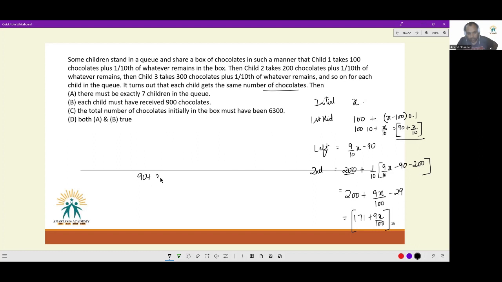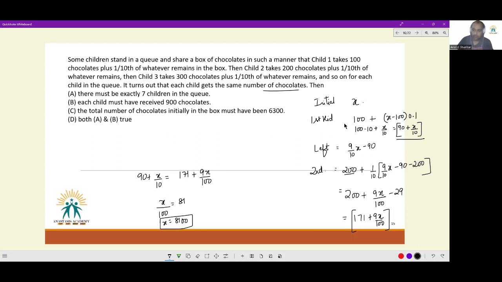90 plus x by 10 is equal to 171 plus 9x by 100, or x by 100 is equal to 81, or x is equal to 8100. So now see, first kid has taken... sorry, initially there were 8100 chocolates.